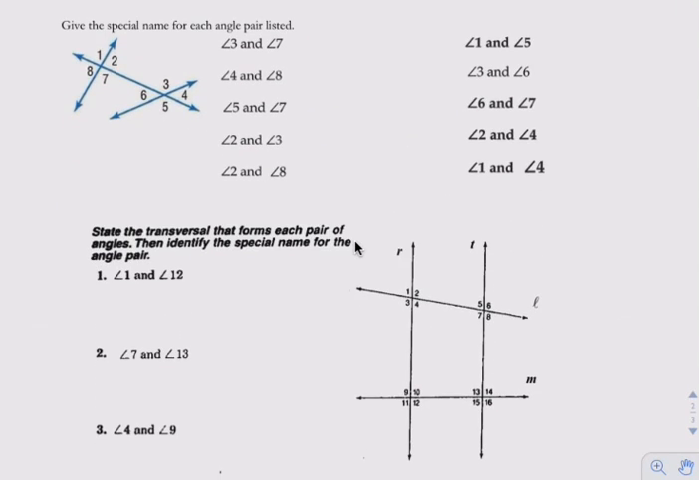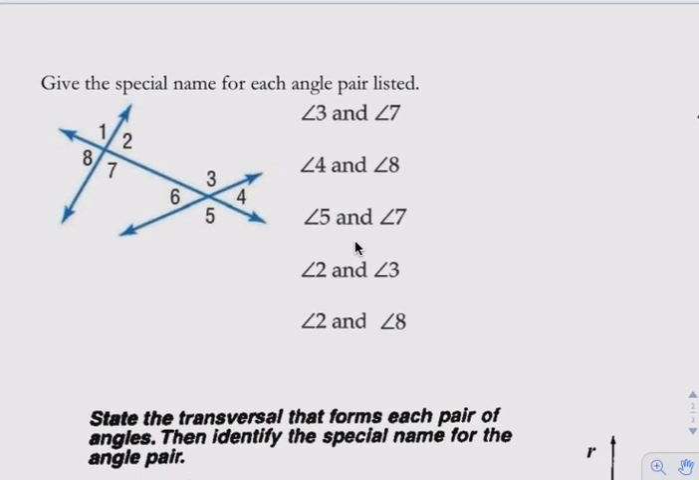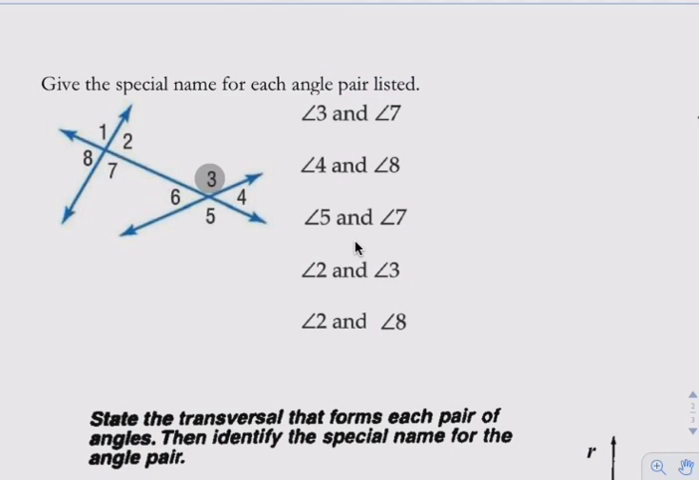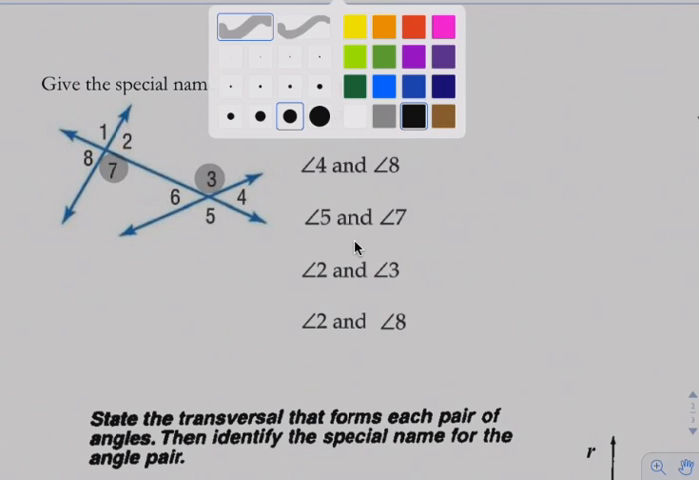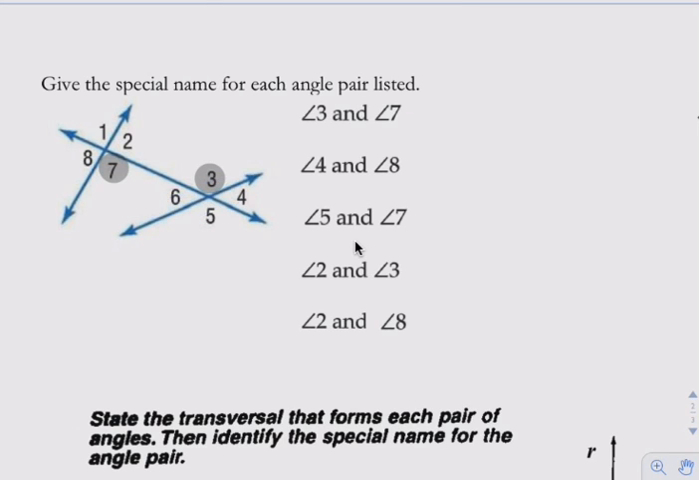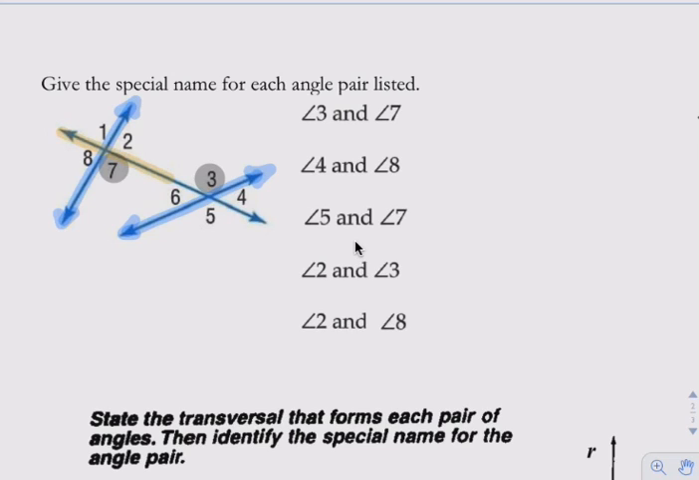Okay, so here's some practice problems. Give the special name for each angle pair listed. Alright, for angle 3 and angle 7. 3 and 7. Well, they're interior. Let me highlight the lines here. I think that'll make it a little better. Okay, so here's the two lines, and then the transversal would be the one that's cutting it in two different places.